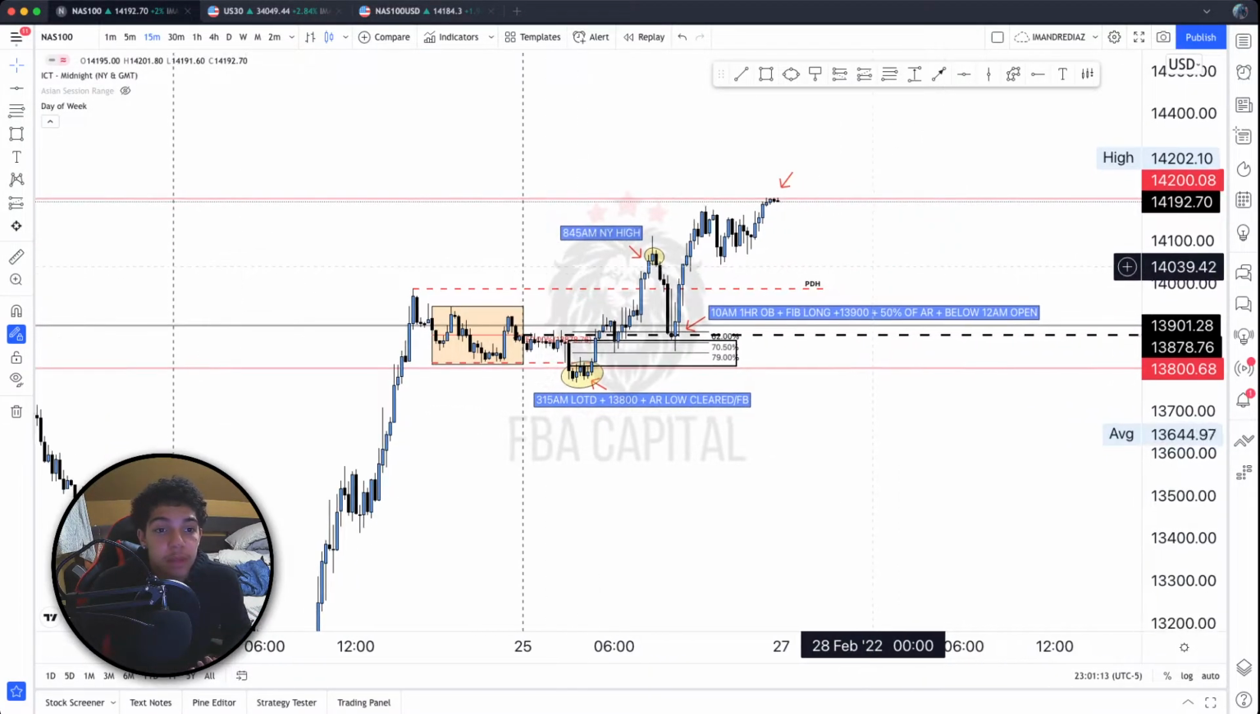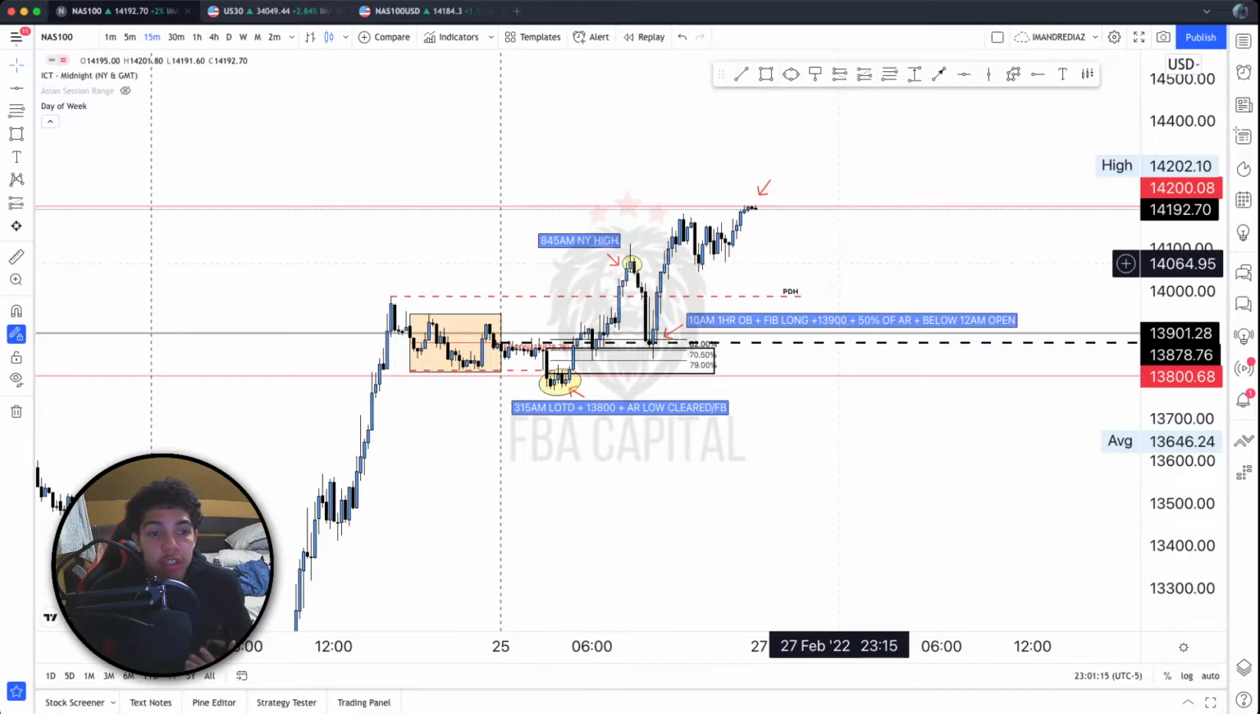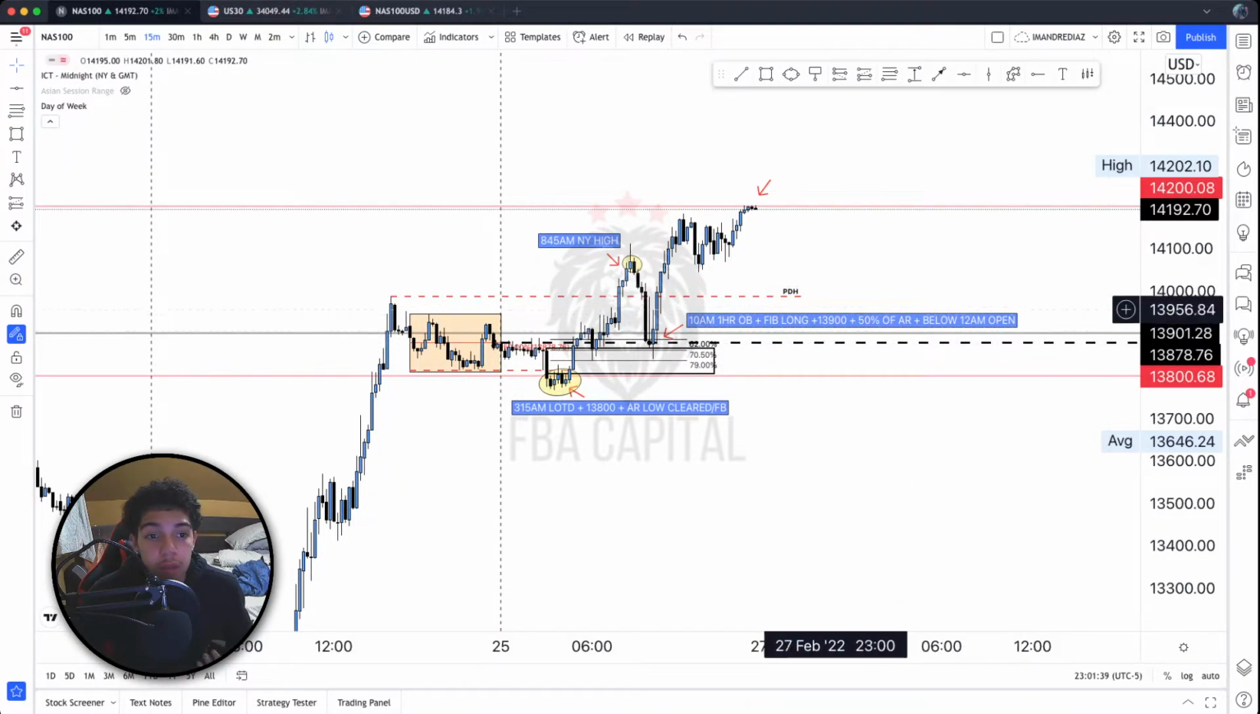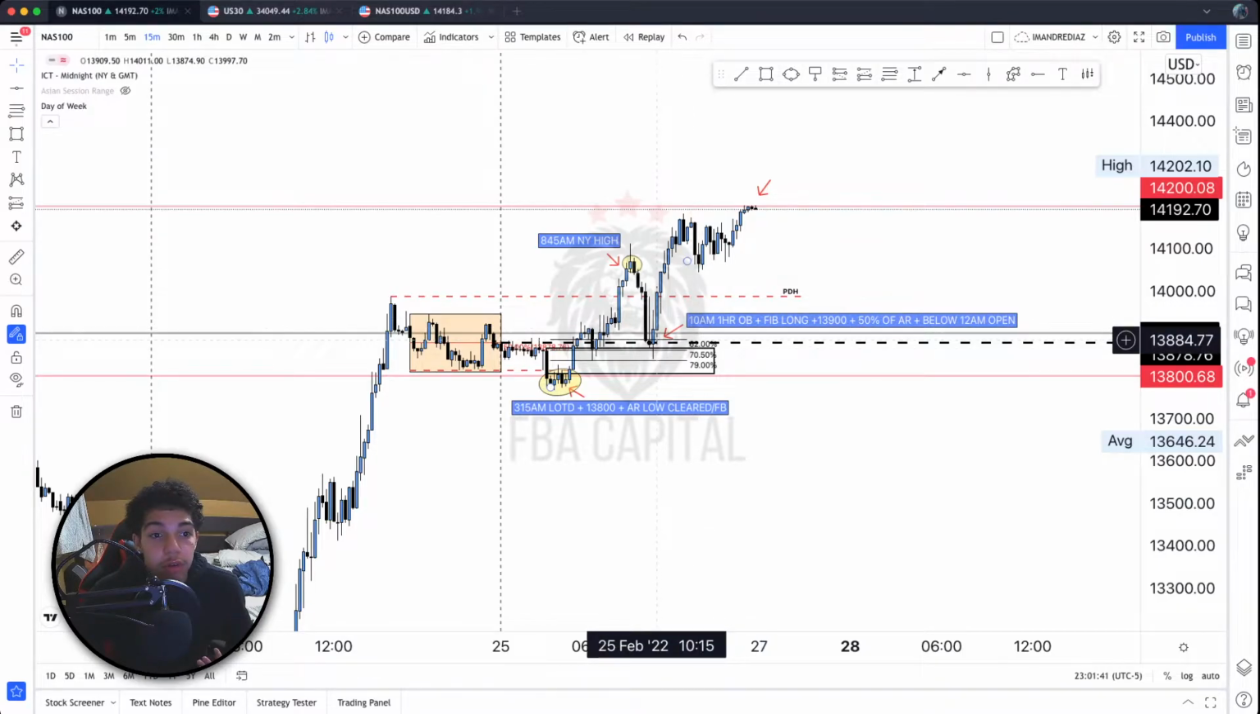So as you can see, this was a clean bullish London continuation move, and this is something that you can look for on a daily, weekly, and monthly basis. London session came down, cleared sell side liquidity, traded into a big figure level, went higher, and created an order block on the 1 hour. Price came up, created a high during the New York session, then what? Retraced into that order block, retraced to the 50% of the Asian range, retraced below the 12 a.m. open, retraced into a big figure level, and retraced into that fib long. Then from here, we had the expansion.